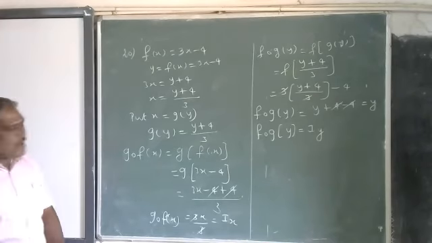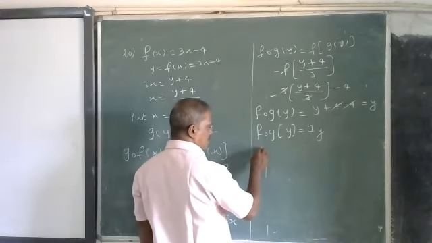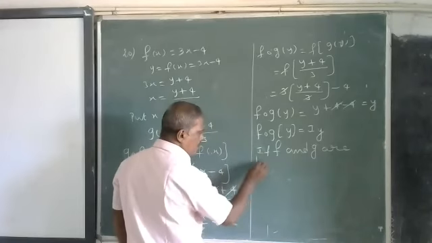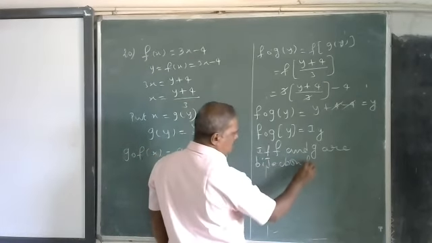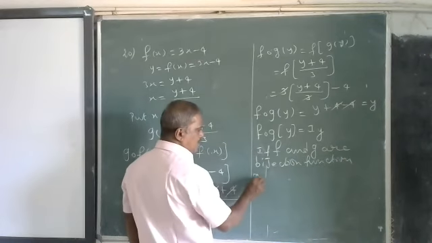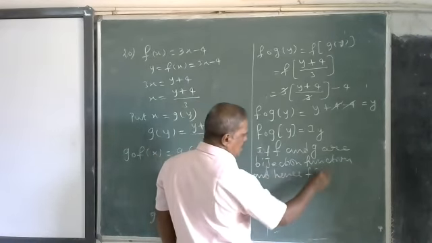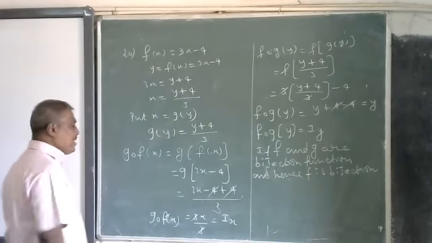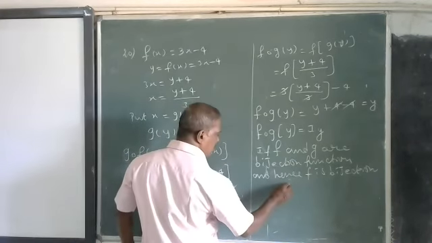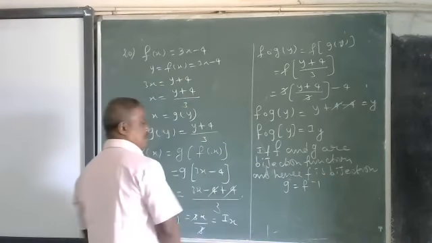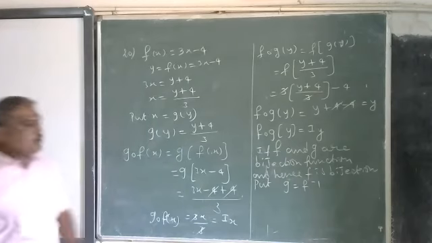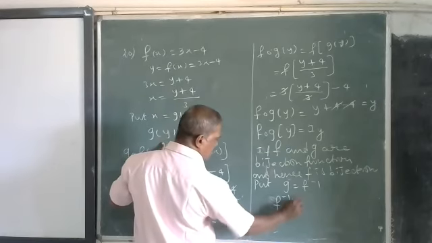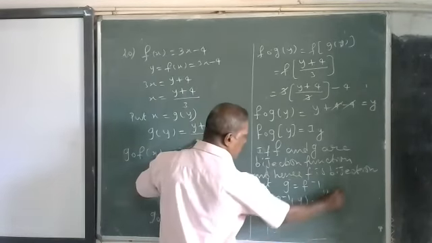So f and g are bijection functions, and hence f is a bijection. The inverse of f: g equal to f inverse. So g of y equals f inverse of y, and f inverse of y equals (y plus 4) by 3.